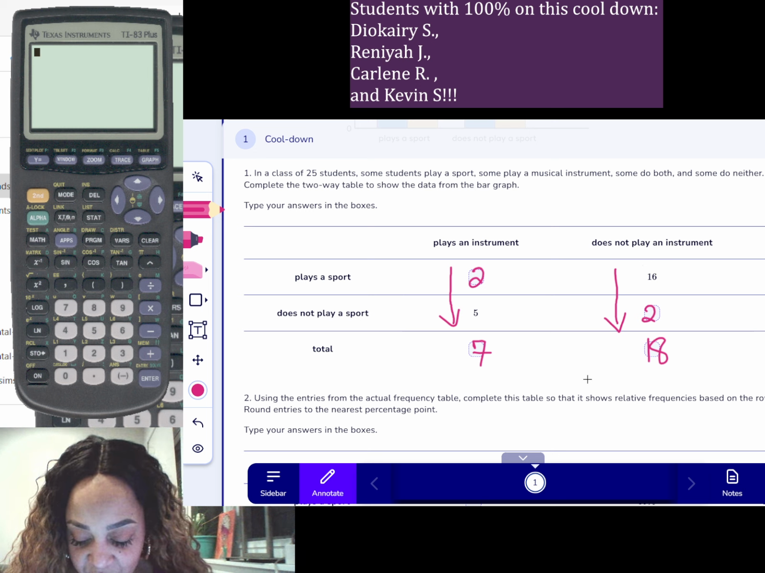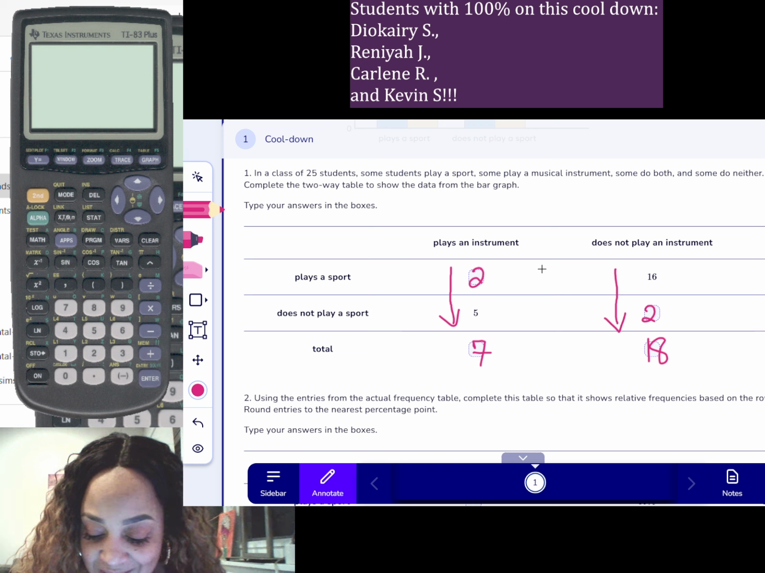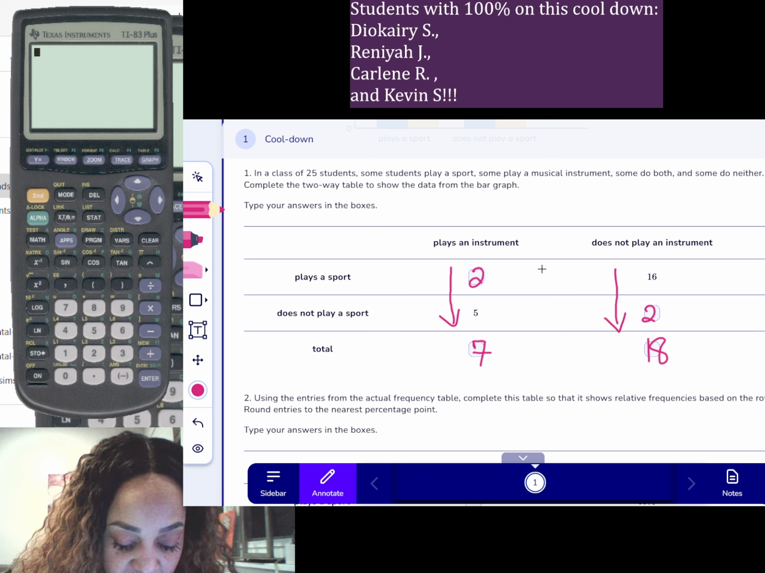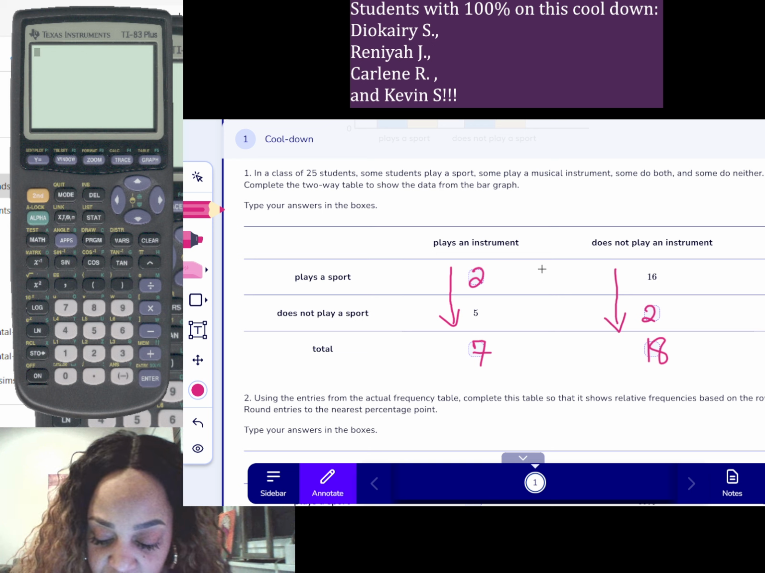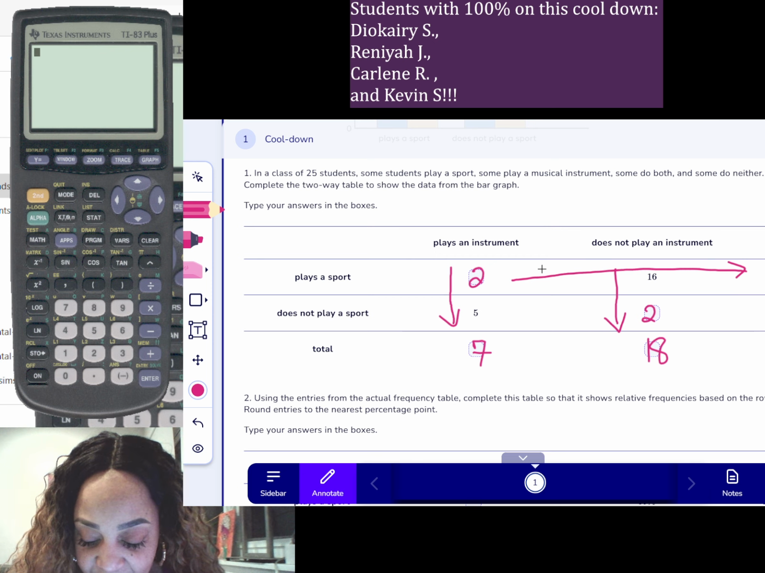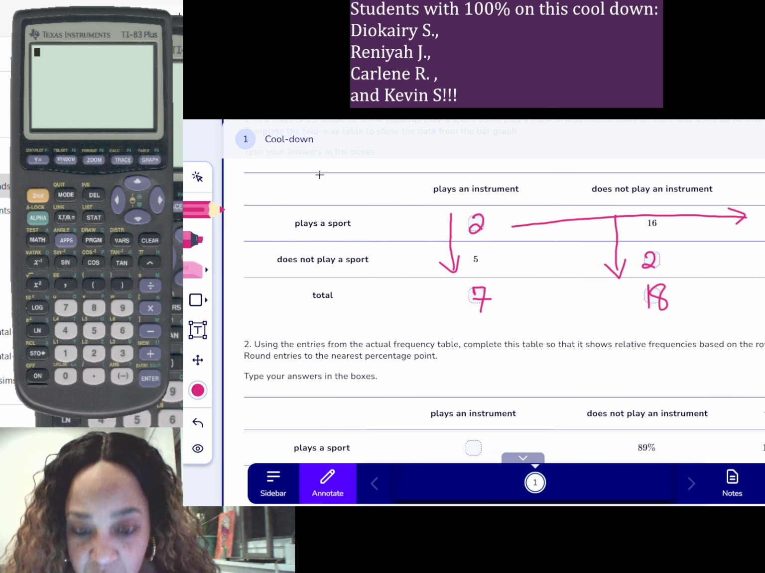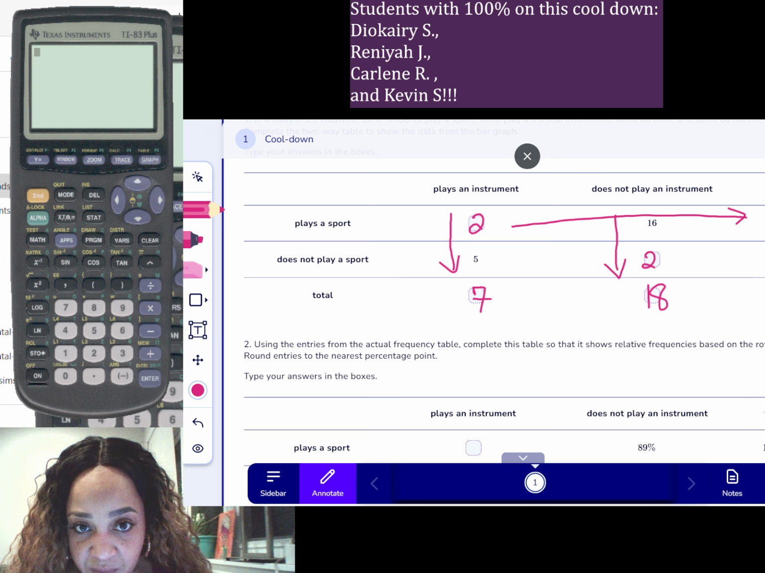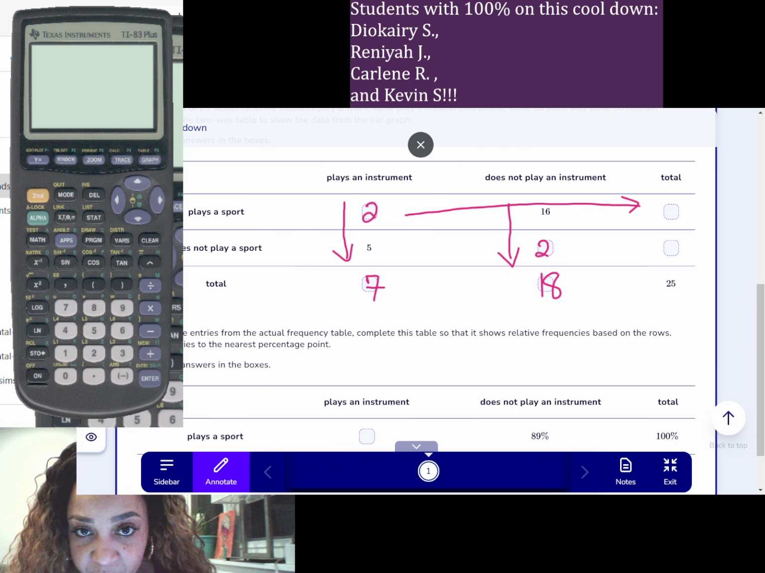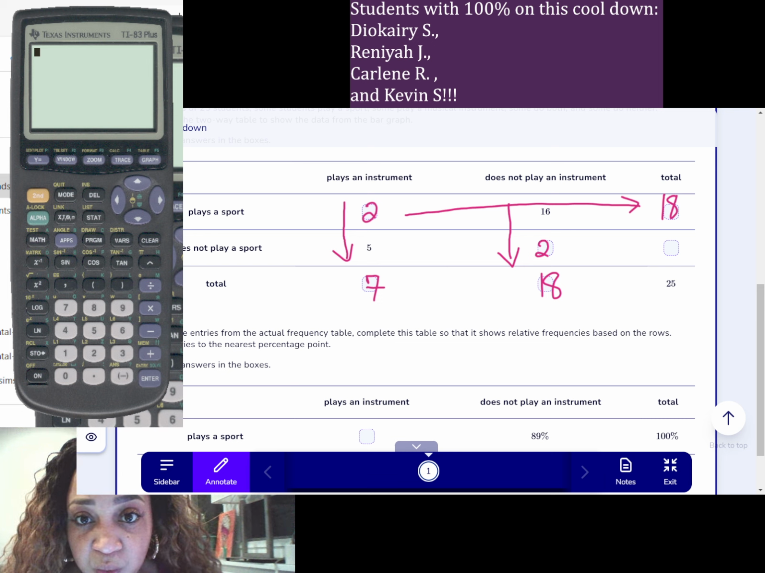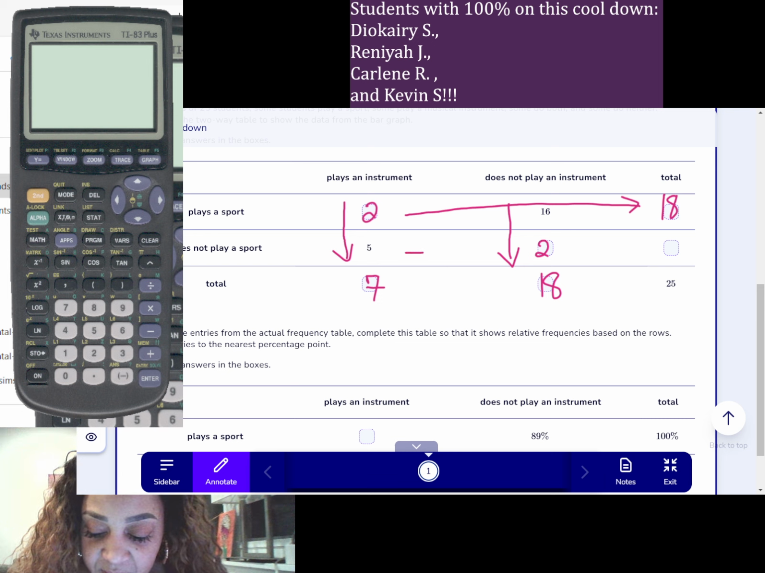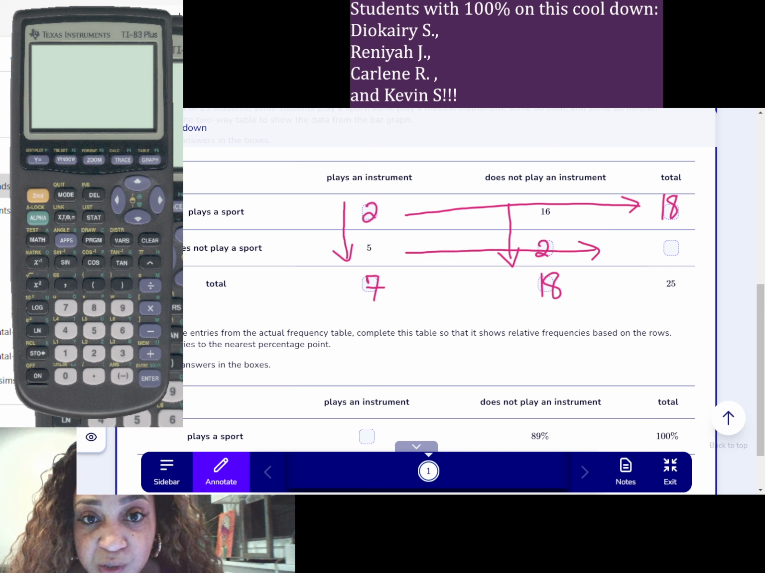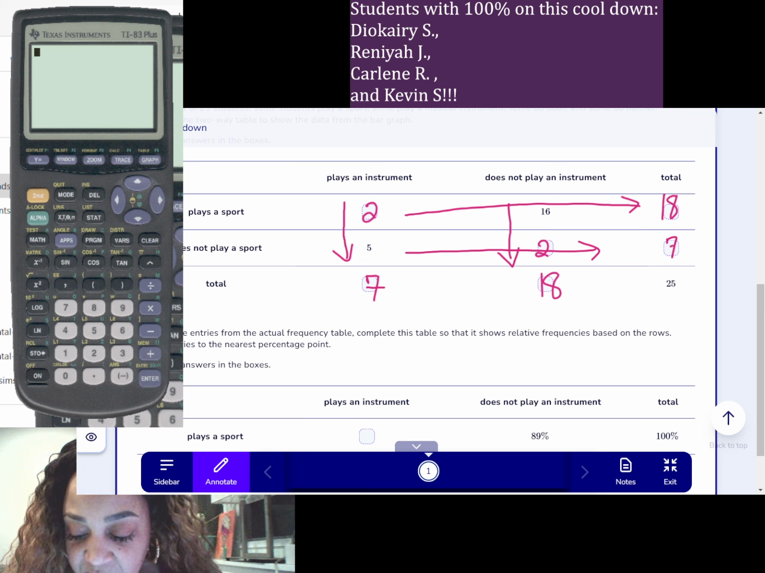Now to get your totals going across in the rows, it's exactly what you think it is. This time we're just going to add going across. So going this way, I have 2 plus 16. I see my screen is a little cut off. Let me just try to adjust it. There we go. 2 plus 16, I have 18 for my total here. And then going this way, I have 5 plus 2, once again 7.